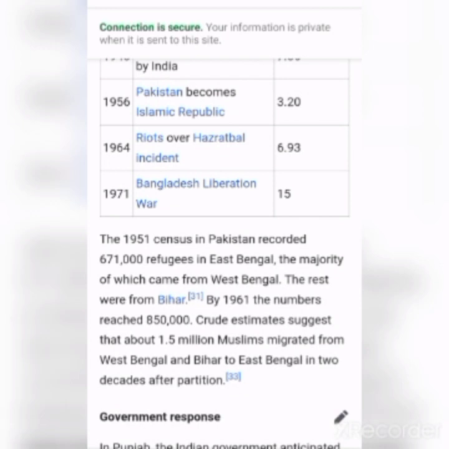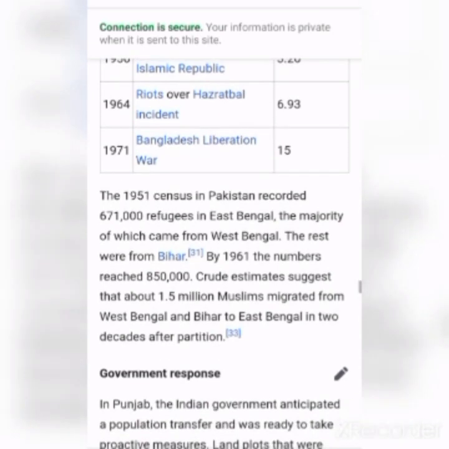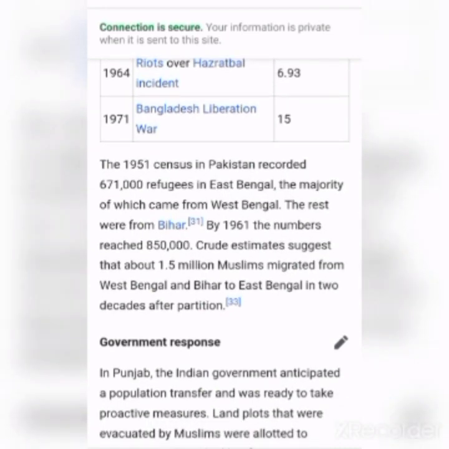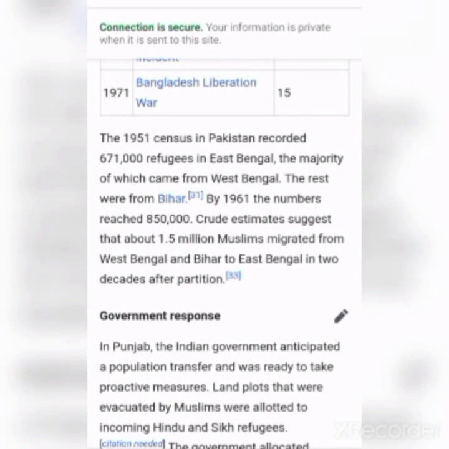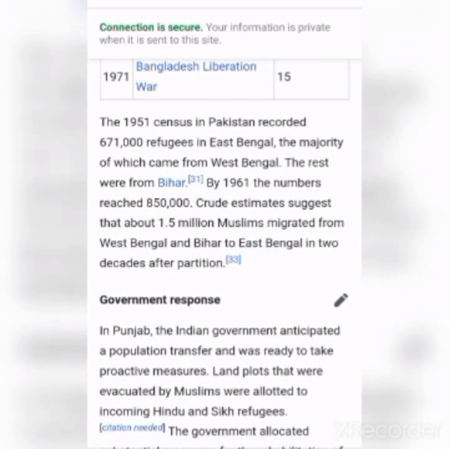The 1951 census in Pakistan recorded 671,000 refugees in East Bengal, the majority of which came from West Bengal. The rest were from Bihar. By 1961, the numbers reached 850,000. Crude estimates suggest that about 1.5 million Muslims migrated from West Bengal and Bihar to East Bengal in two decades after partition.